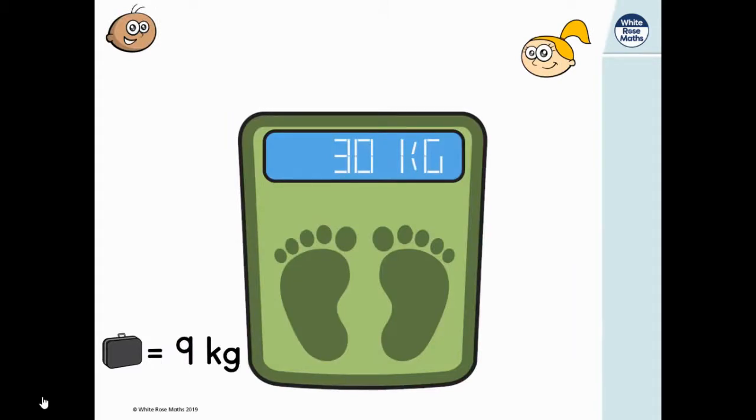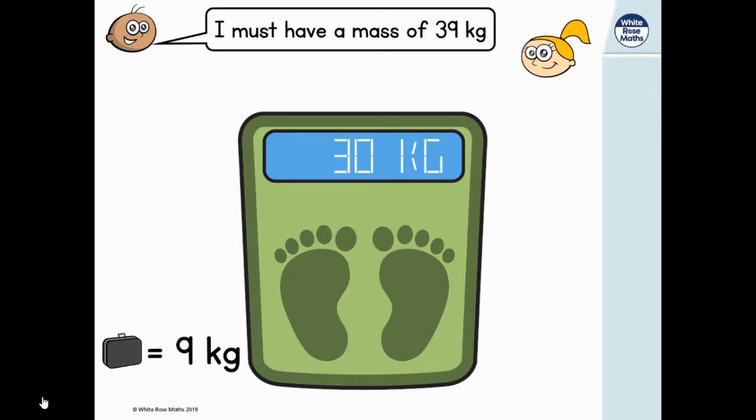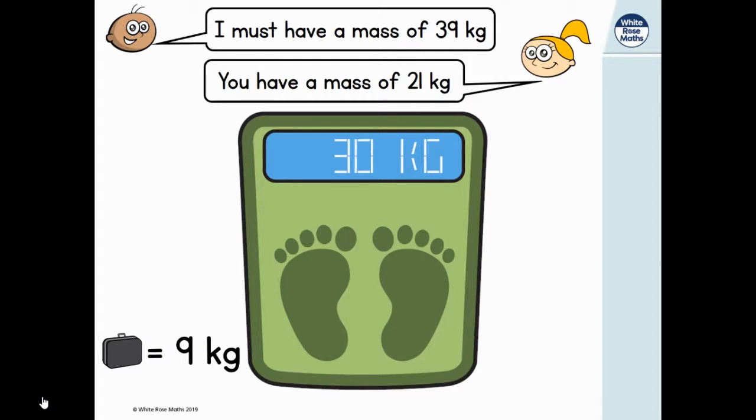Tommy now gets on the bathroom scales with his case. We know his case has a mass of 9 kilograms, and the scales read 30 kilograms. So Tommy says, I must have a mass of 39 kilograms. But Eva shakes her head and says, no, you've got a mass of 21 kilograms. Pause the video here. Which child is correct?